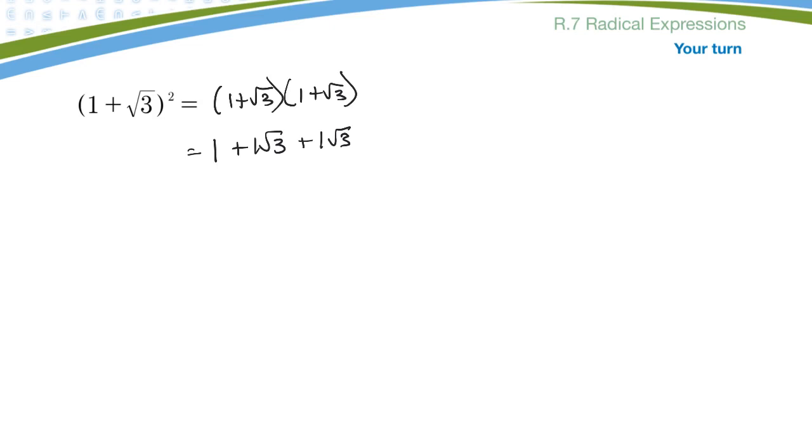And then root 3 times root 3 is a square root of 9. Simplifying a bit, I have 1 plus 1 root 3 and another root 3 would be 2 root 3. And the square root of 9 comes out to plain 3. Now here I have some like terms. So 1 plus 3, I can write that as 4 plus 2 root 3.